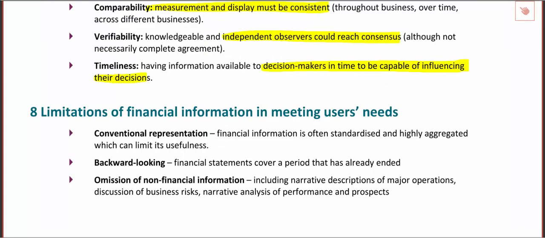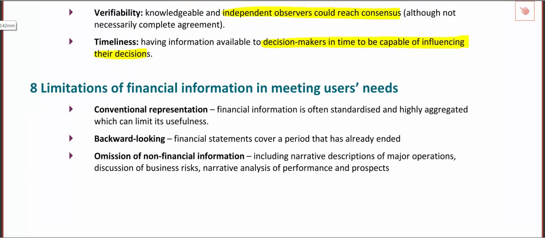Okay, so firstly, conventional representation. So when you look at a set of financial statements, for example, or even just any sort of financial information that you might produce at work, it's often going to be very standardized and highly aggregated, so lots of totals rather than looking at transactions in detail. And that's understandable considering the amount of transactions, but at the same time it does limit the usefulness.